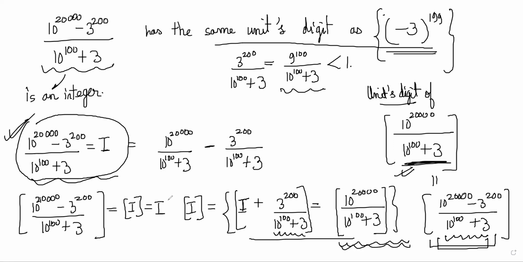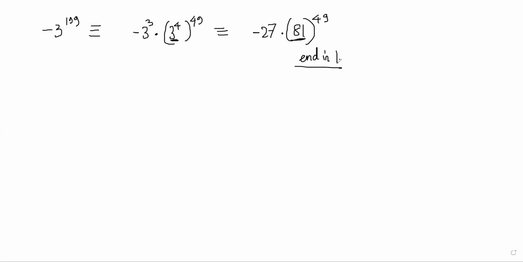So let's do that. Minus 3^199 will be equivalent to basically minus 3^3 multiplied by 3^196, but that I can write as (3^4)^49, right? So that is equivalent to minus 27 multiplied by 81^49. And the reason I took 3^4 here is obvious. 81^49 will always end in 1, right? Any power of 81 will end in 1 because its units digit is 1, right? So this ends in 1. So the units place of this number depends on this minus 27. So it is equivalent to basically minus 27.